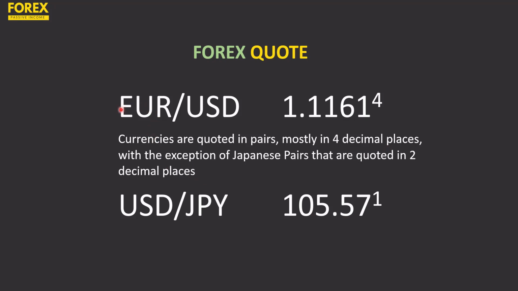Okay, so basically currencies have 4 decimal places. They are quoted in 4 decimal places, just like you can see on the slide, apart from the Japanese yen, which is quoted in 2 decimal places.